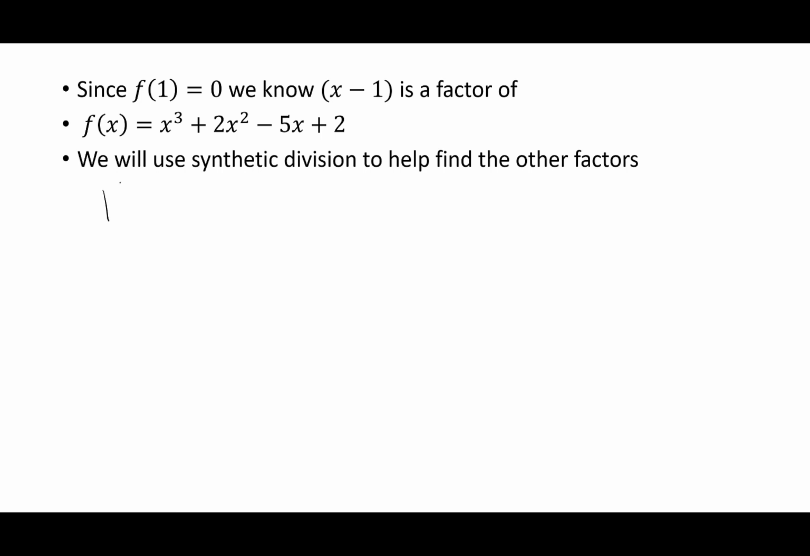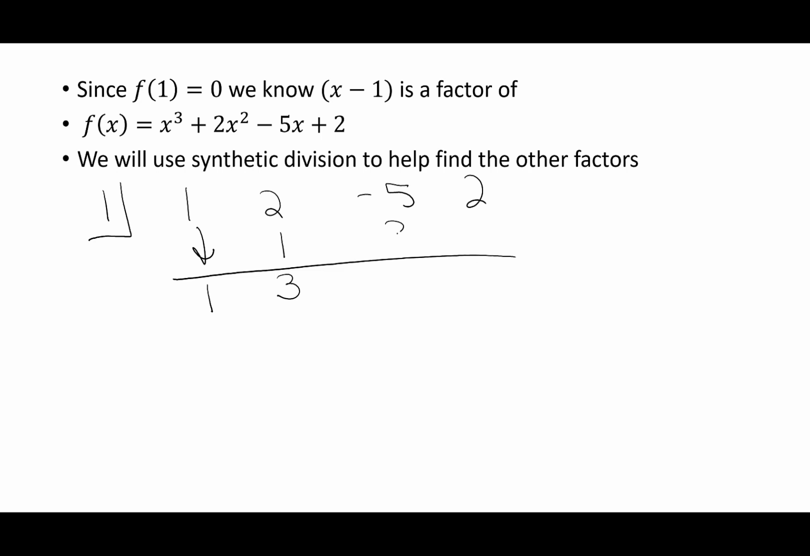So remember with synthetic division, I put a 1 over in a box, and then I put the coefficients, 1, 2, negative 5, 2. I bring the first number down, which is a 1. 1 times 1 is 1. I add that together. 1 and 2 gives me 3. 1 times 3 is 3. When I add that to negative 5, I get a negative 2. 1 times negative 2 is negative 2, which gives me 0.